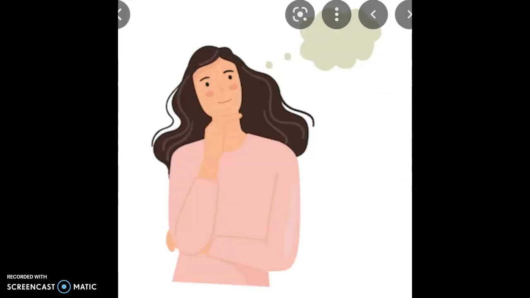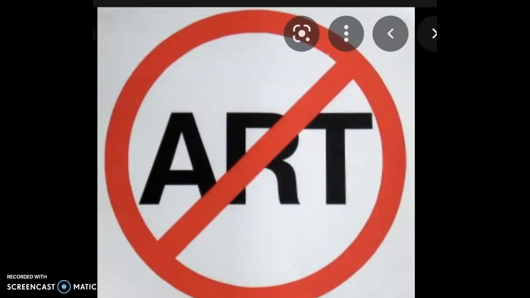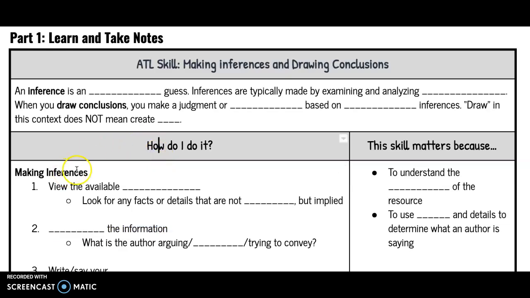So an inference is an educated guess, and inferences are typically made by examining and analyzing evidence. When you draw conclusions, you're making a judgment based on multiple inferences. And just to be clear, drawing in this context does not mean creating art. Let's talk about how to both make inferences and draw conclusions.